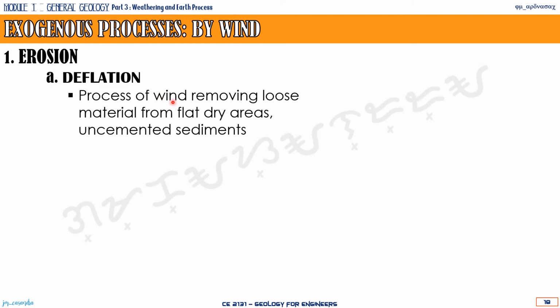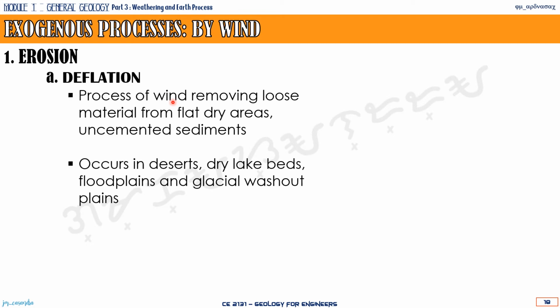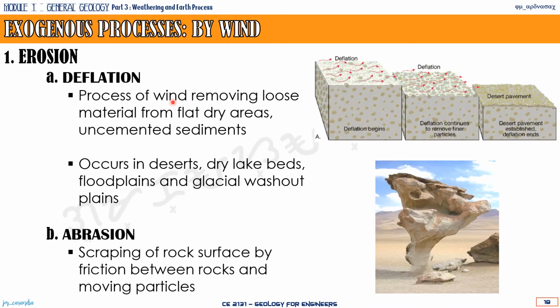So this usually occurs in deserts, dry lake beds, floodplains, and glacial washout plains. The second type of erosion by wind is what we call abrasion. So under abrasion, ang nangyayari dito is that the wind, as it carries loose materials around, those loose materials will be scraping or rubbing against other rock surfaces throughout its movement. And through the scraping, nababawasan yung mga ibang rock formation.